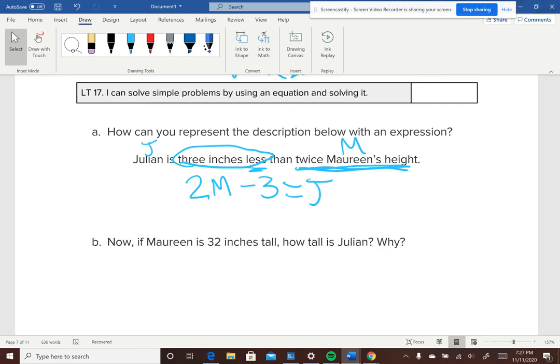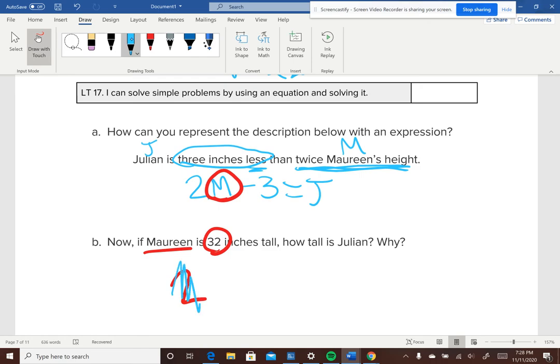Now it says, now if Marine is 32 inches tall, how tall is Julian? So now all we're going to do is take 32 and plug it in for M, because that is Marine's height. So we're going to do 2 multiplied. Actually, I'm going to do this in a different color so you really see the relationship here. We're going to do 2 multiplied by 32, Marine's height, minus 3 equals Julian's height.